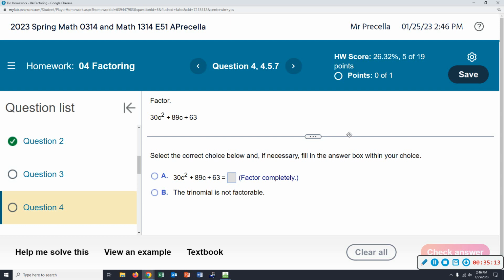30c squared plus 89c plus 63. Even though the numbers look huge, I think to myself, I'm an optimist, by the way. I always think things can get worse. And you might be thinking, well, those are some big numbers there. Yeah. But on a bright note, the second sign is plus.